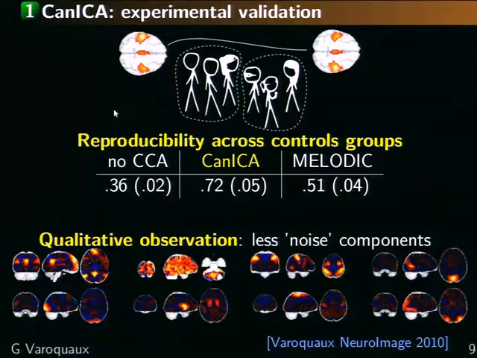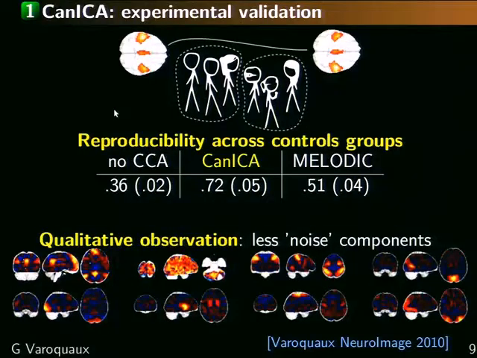We found that if we just run a PCA plus ICA, which is the standard way described in the literature, we find not excellent reproducibility. So 0 is completely not reproducible, and 1 is completely reproducible. What is the reproducibility measure? This is one-to-one matching of the maps using spatial correlation, and we've looked at other metrics.